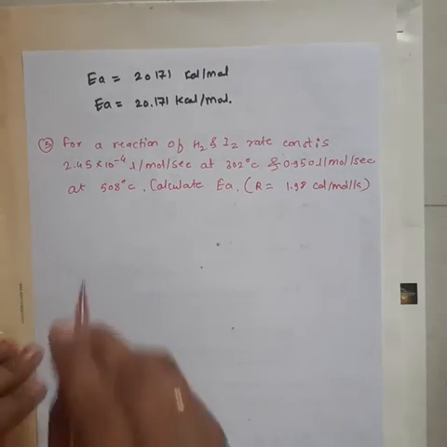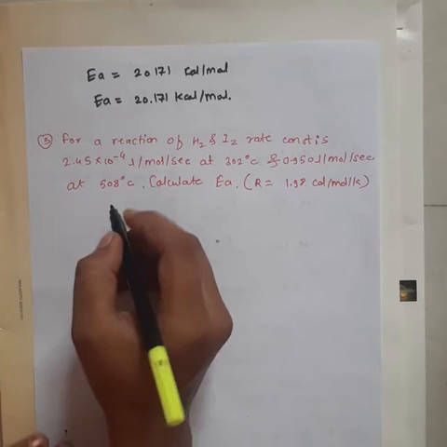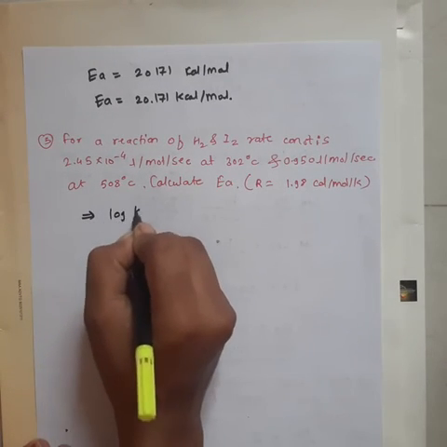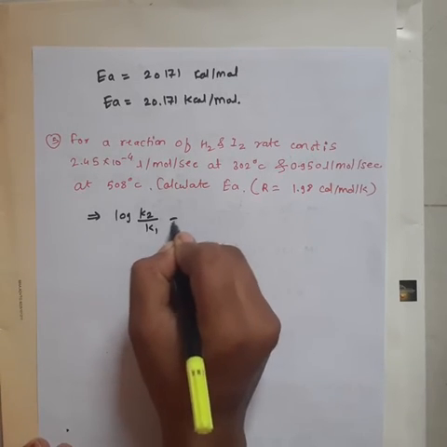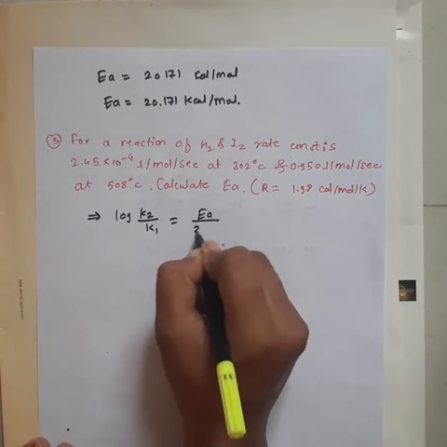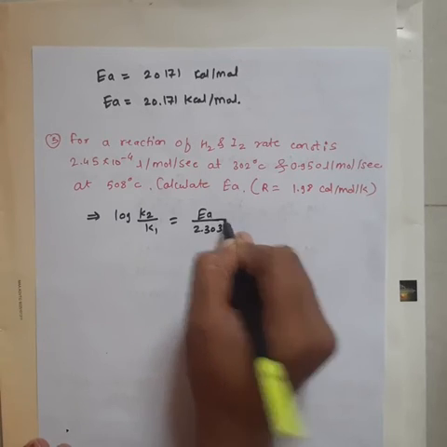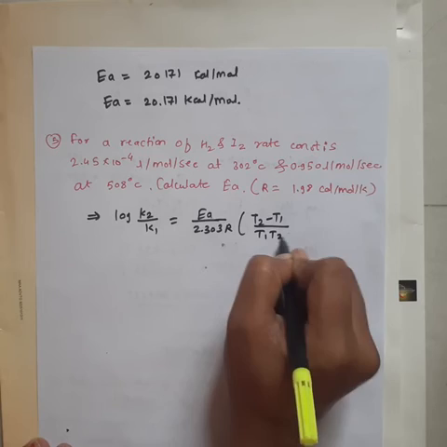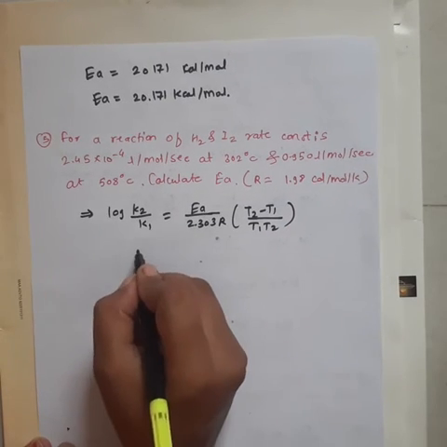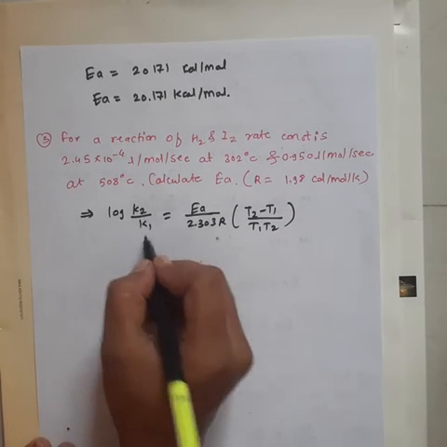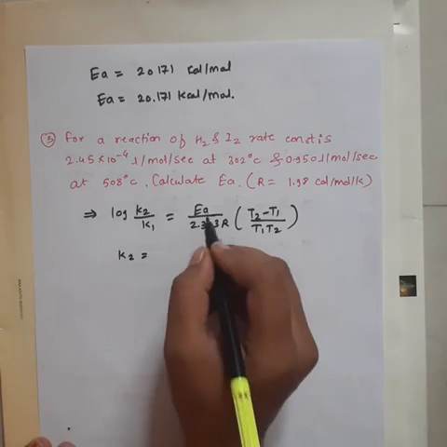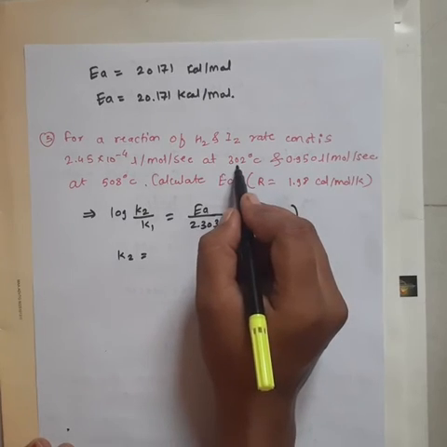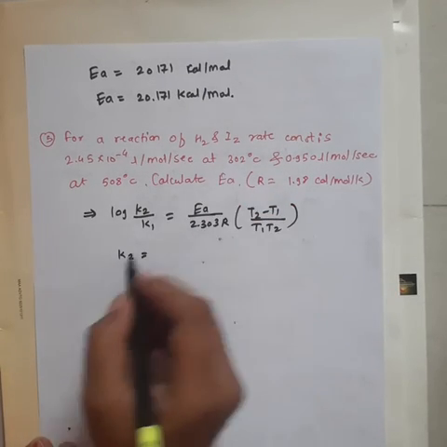So we know the Arrhenius equation. What is the Arrhenius equation? Log of K2 upon K1 is equal to Ea upon 2.303 R into bracket T2 minus T1 divided by T1 into T2. So what are these K2 and K1, T2 and T1? K2 is the rate constant at the higher temperature. The higher temperature is 508, and 302 is the lower temperature, that is T1.